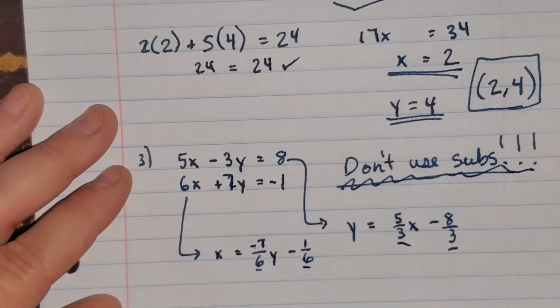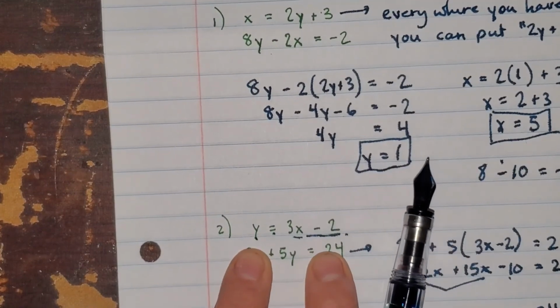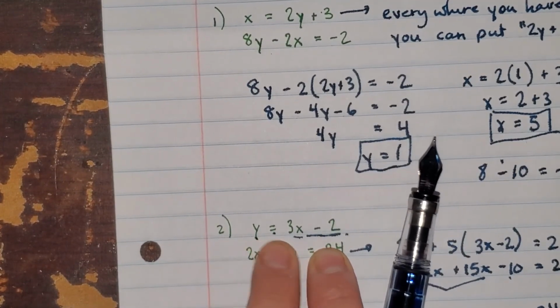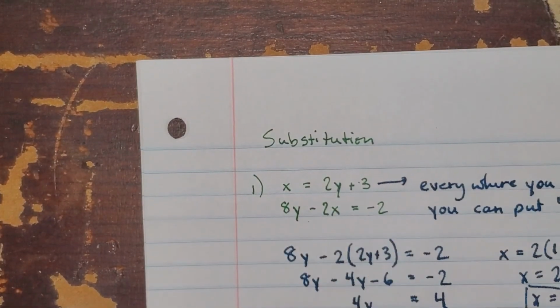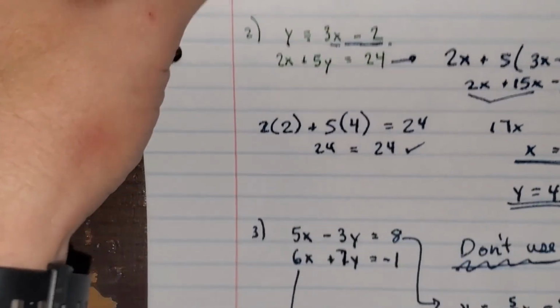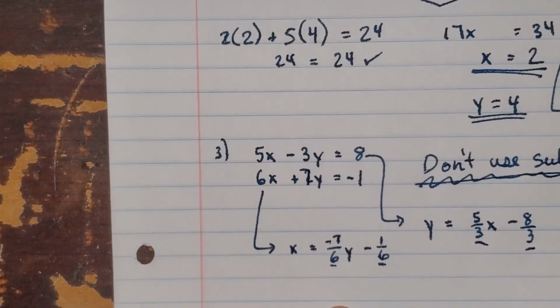When is a good time to use substitution? When you already have an equation solved for you. Y equals blah, blah, blah. X equals blah, blah, blah. Okay? If you have two equations that look like this, and you want to use substitution, and you end up with fractions, I suggest against it.